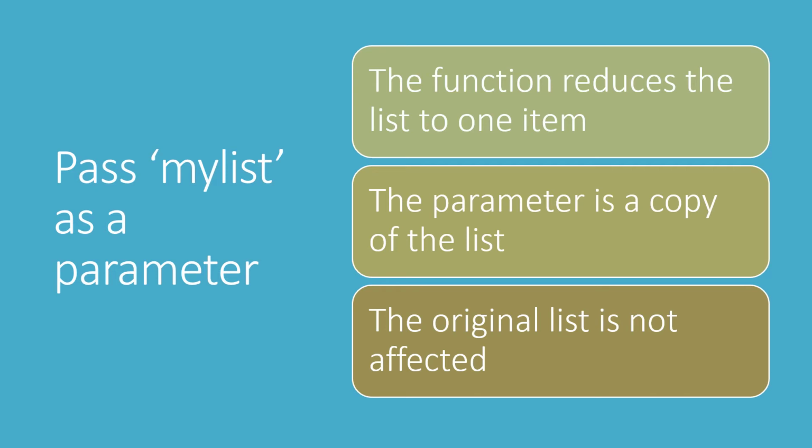So we had to pass mylist to the function as a parameter. The binary search function reduces the list. It slices it in half and half again until it's down to only one item. However, of course, a parameter in Python is a copy of the list that works. It acts like a local variable within the function. So it doesn't change the original list in the main program.